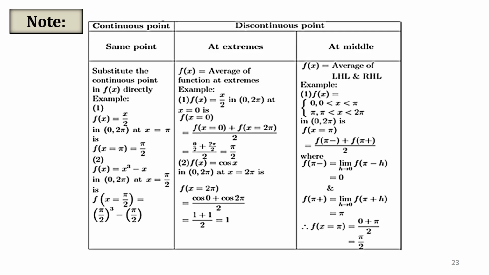And if I have a split function like 0 for 0 less than x less than pi, and another expression for pi less than x less than 2 pi, in 0 to 2 pi, if I have to find the value at x is equal to pi, okay, because pi is both in 0 and in pi.